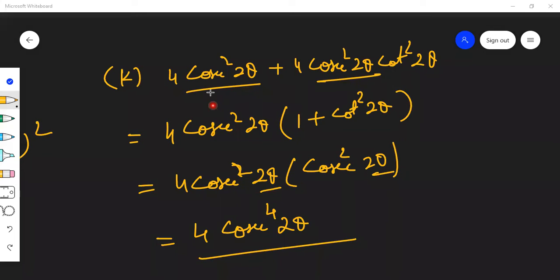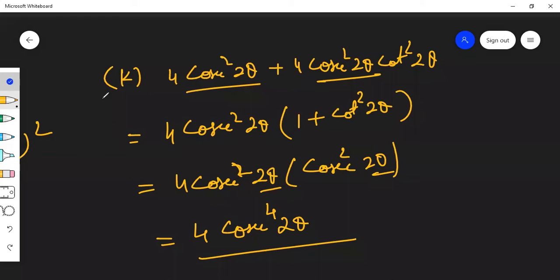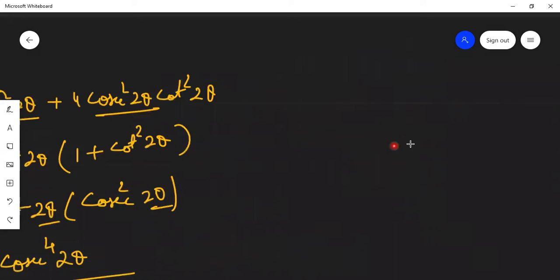After this, we have a few more questions. Let's get to the next question. Cosec x is equal to k over cosec x. Given that k is greater than 1, find in terms of k the possible values of cot x. All right, so what we are given is cosec x is equal to k over cosec x.